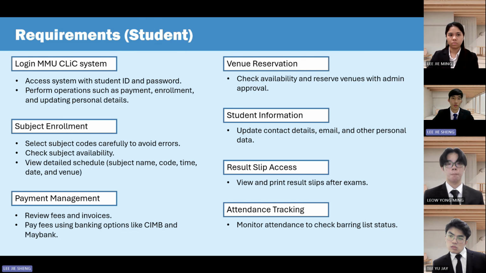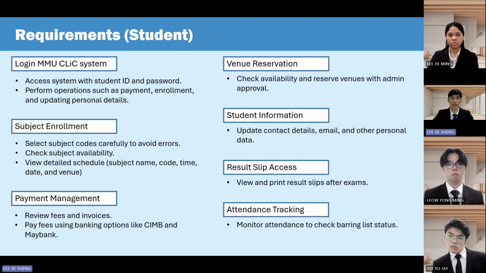So for the requirement of the student, they can log into the Credit system by using their ID and password to perform various tasks such as enrolling in subjects, making payments, and updating their personal information. They can check their attendance, view timetables, and check the payment details to ensure compliance with academic requirements. Venue reservations are also facilitated within the system, allowing students to book available venues with admin approval.